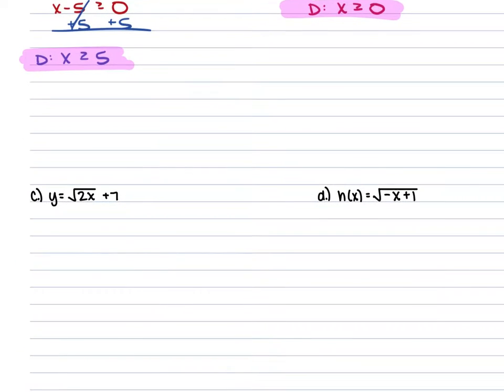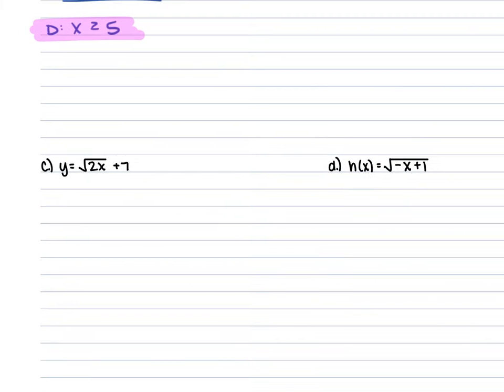For example C, we have y is equal to the square root of 2x plus 7. Now that plus 7 is not underneath the radical. The only part that's underneath the radical is the 2x. So we're going to take 2x, set it to be greater than or equal to 0, and solve for x. So we divide each side by that 2 to get x by itself, and we have x is greater than or equal to 0, since 0 divided by anything is 0.